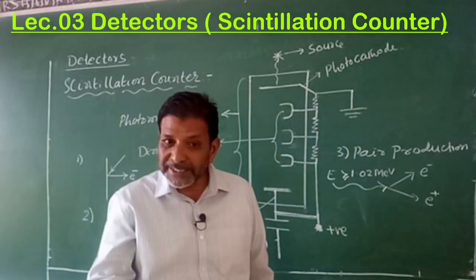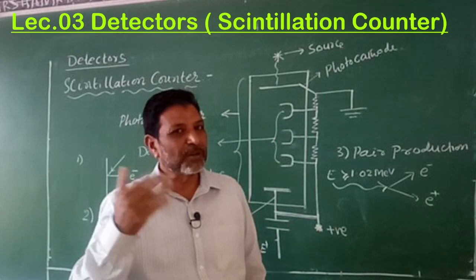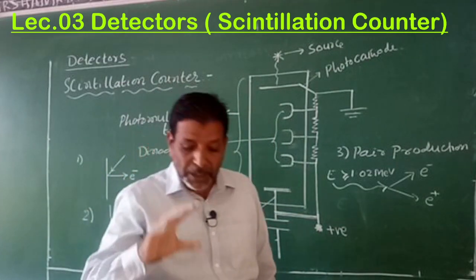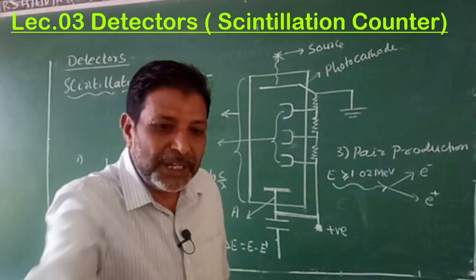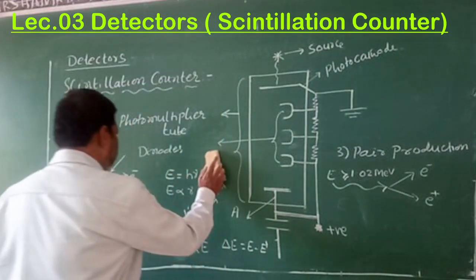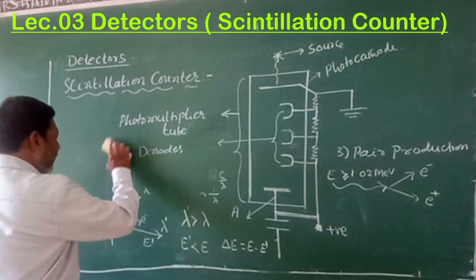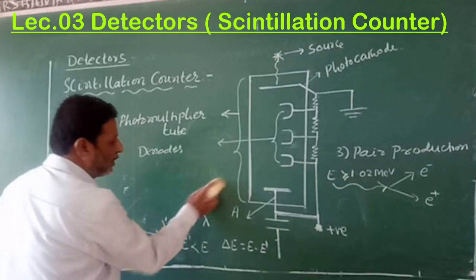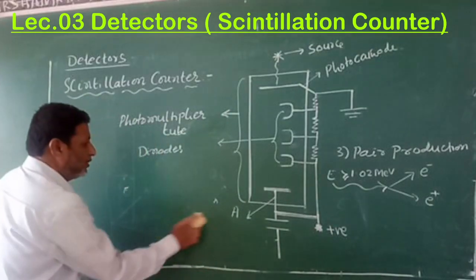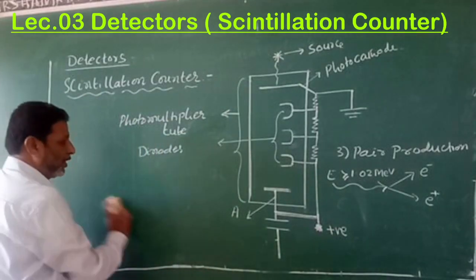In all these three effects, the electrons are released. These are the three important effects: the photoelectric effect, the Compton effect, and pair production.